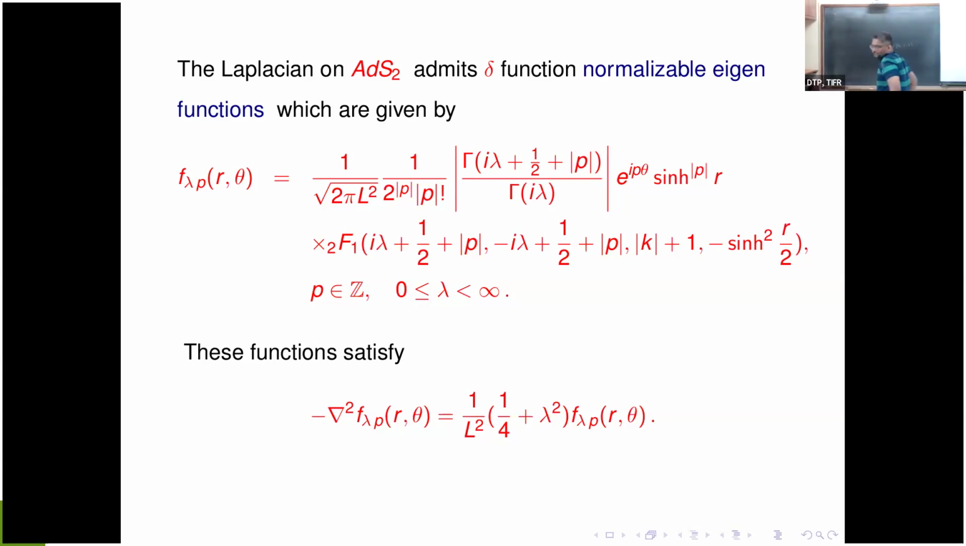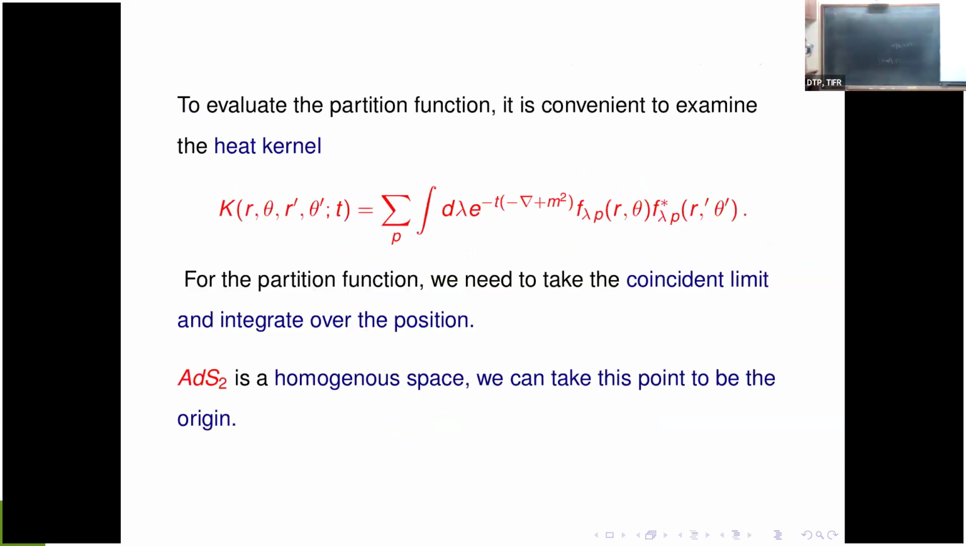Then the wave function satisfies the Laplacian equation equal to 0, and this is the spectral parameter. You can see that a quarter plus lambda squared is coming here. And for this, t is basically the angular mode and so on. Then to evaluate the partition function, it's convenient to look at the heat kernel. So we look at this particular object.